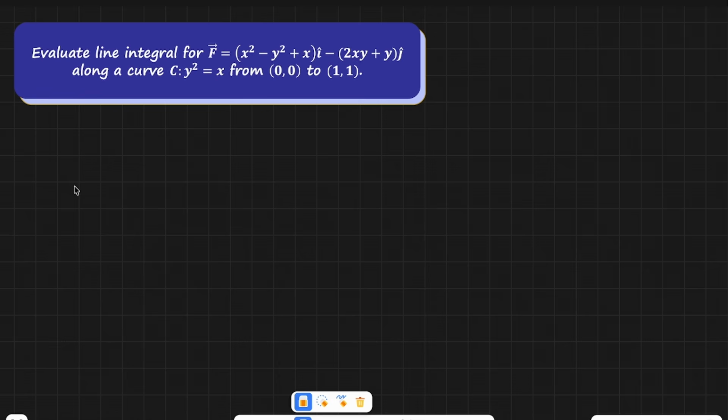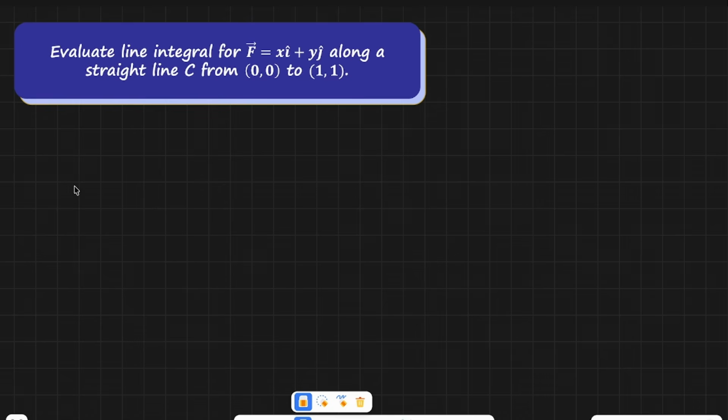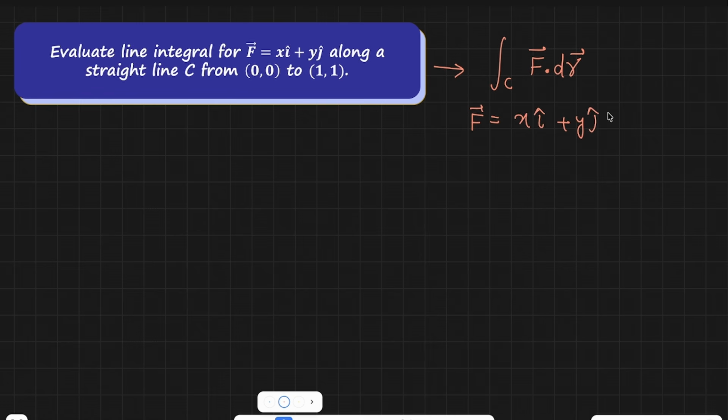Let's say I have this curve, f equals x square. Before going to this, I think I should explain this one. How to solve this? Evaluate the line integral of the f vector. What is the format for the line integral? That is basically something like this: the integral of f dot dr vector. f is a vector quantity, let's say x i cap plus y j cap. What is dr?